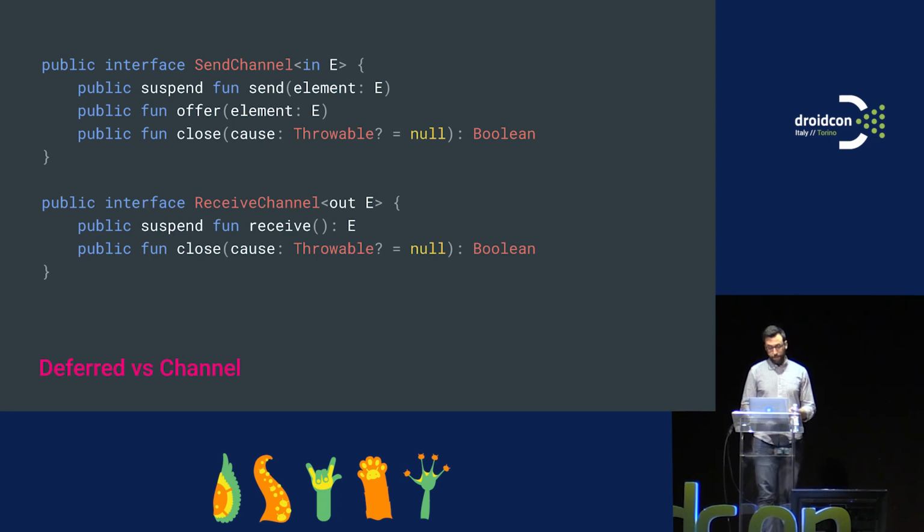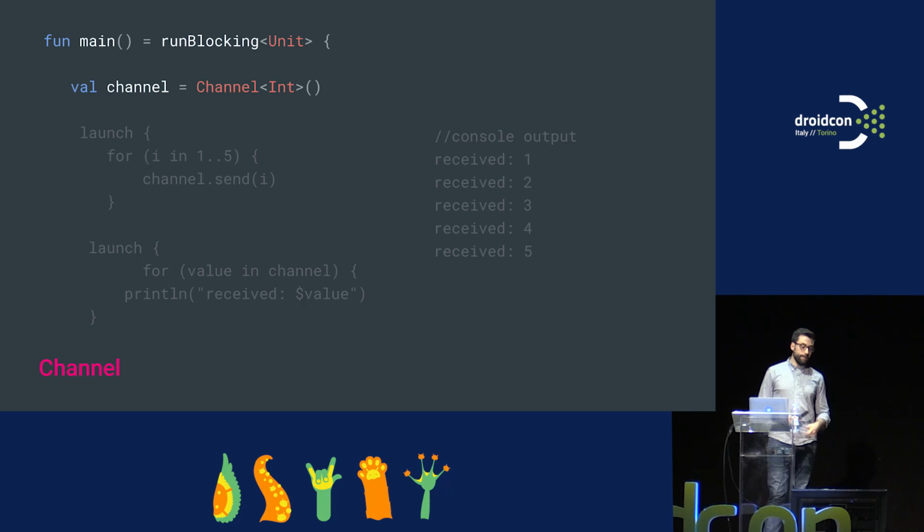So channels implement the two interfaces, send and receive, and both of those are going to be used for different things, right? So let's see a very simple example. Channels by default have a capacity that you can define, and based on that capacity, the objects will be sent.